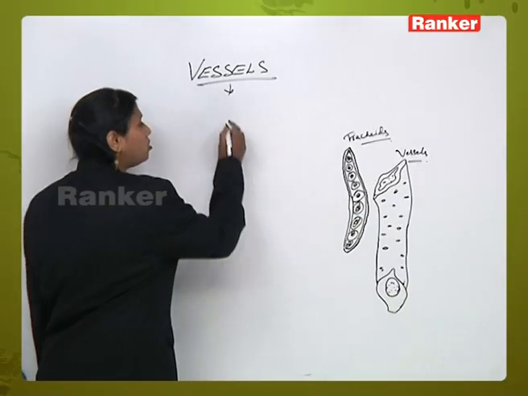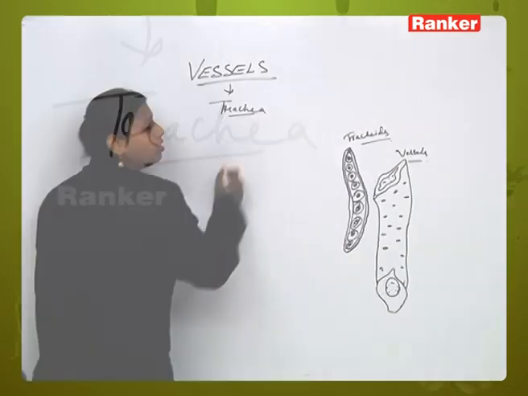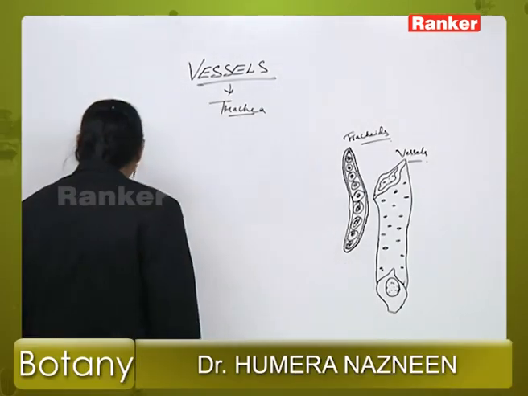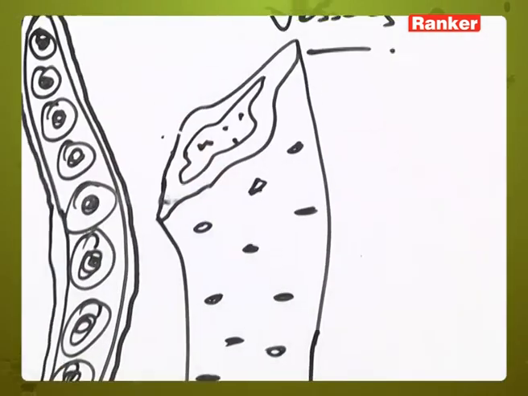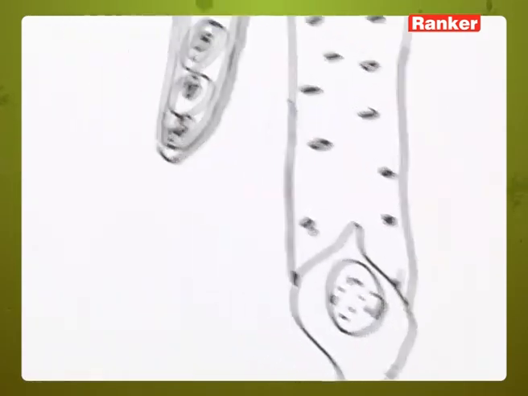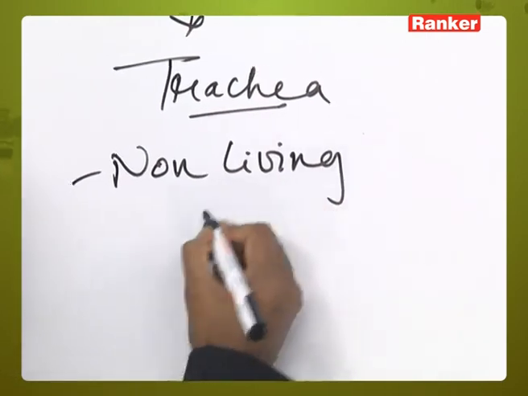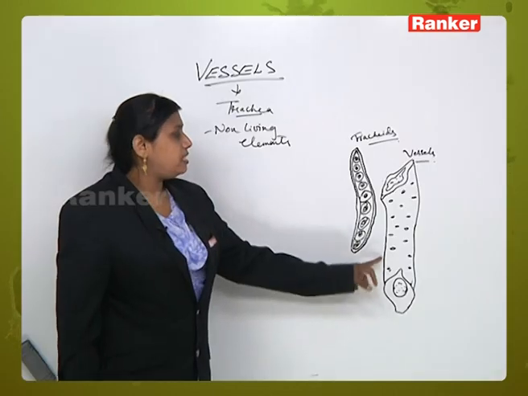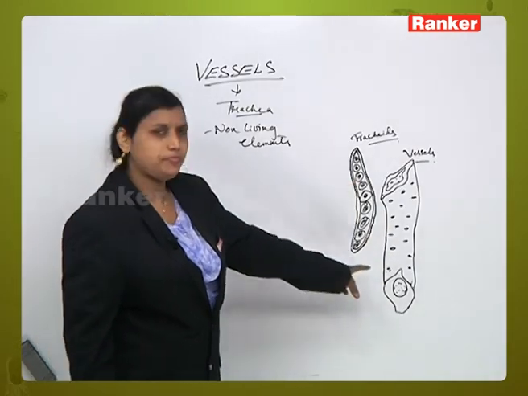Okay, vessels are also called as trachea. This is one of the diagrams of vessels. These are non-living elements. These vessels are made up of a series of tube-like cells.